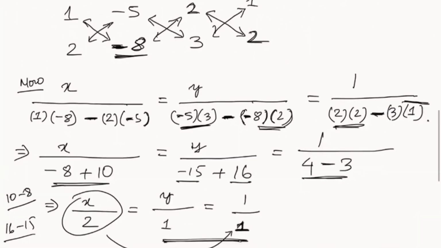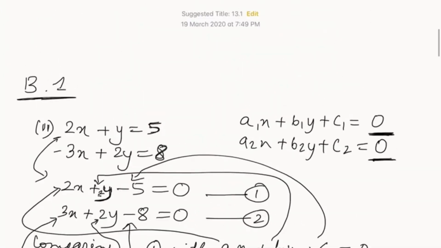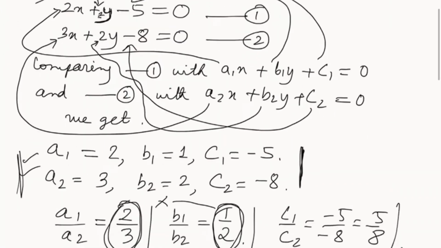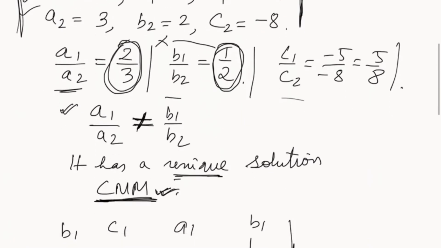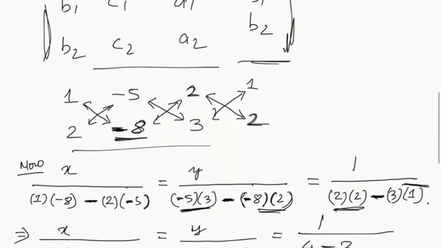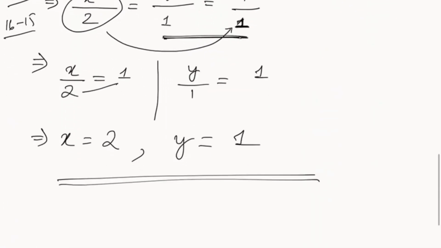So this is the answer for 2. A 5-second recap of the whole thing: we realized it has a unique solution. After that, using this and the cross multiplication method, we arrived at the answer as x equals 2, y equals 1.